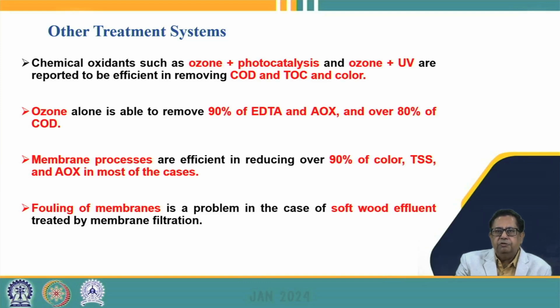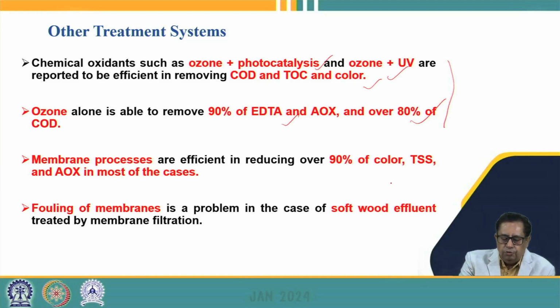So in addition to the conventional systems, we can also go for other treatment systems. For example, we can have chemical oxidants like ozone and photocatalysis, or we can have ozone plus UV. So it can be useful in removal of the COD, TOC and color. Ozone alone has been reported to remove 90% of EDTA and AOX and nearly 80% of the COD. However, these processes may be costly, and it is required to see the economics of the treatment, whether these processes need to be used or we can go for the other processes.